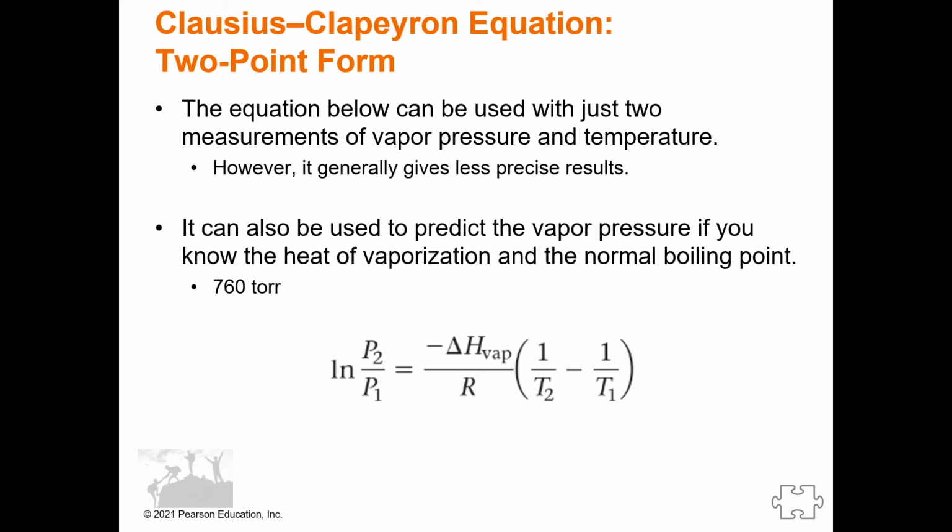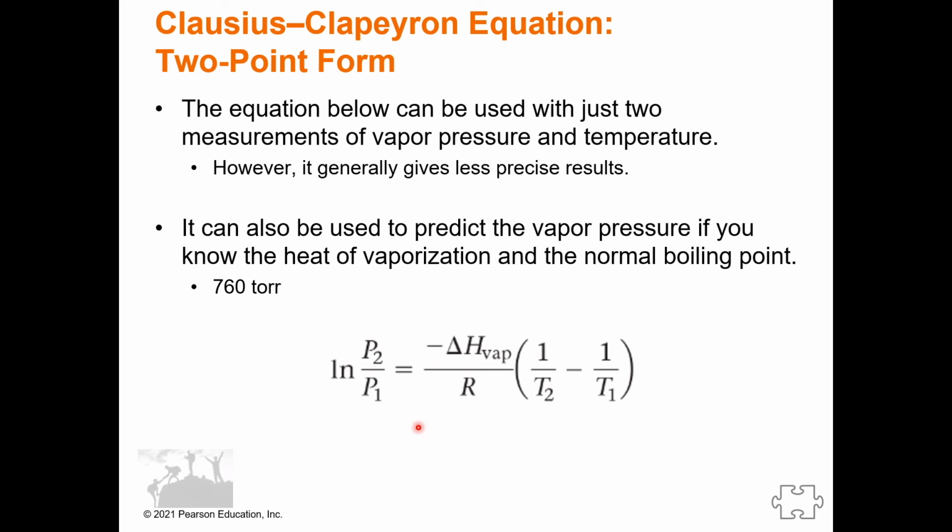The version of the Clausius-Clapeyron equation that you're going to be using more often is the two-point form. Now this is not going to be as precise as the other linear form, but it is easier to use. So basically you're going to be given two different scenarios of different temperatures and pressures, and you would have to solve whichever variable is unknown.